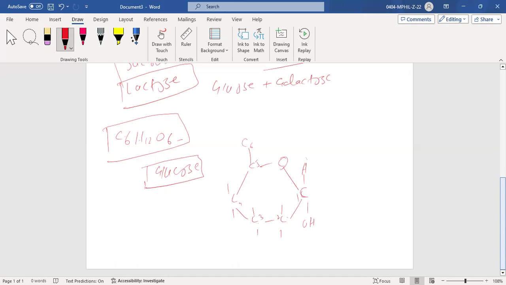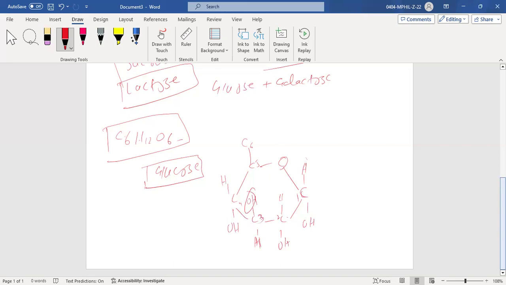Then hydrogen, OH. Next, hydrogen, OH, hydrogen. What is the difference here? The hydroxyl group is on the inner side. Just keep in mind, this is position number one, so this is carbon number three. At this position, you can easily observe that the position of the hydroxyl group and the hydrogen is different from all the other hydroxyl groups on the other carbon atoms.